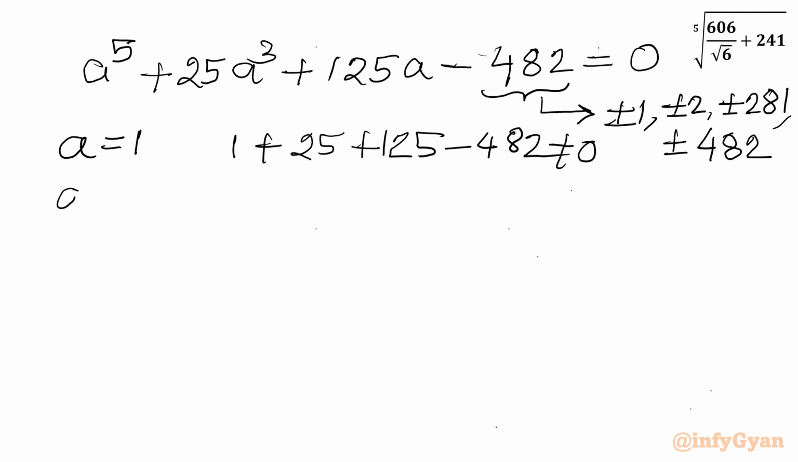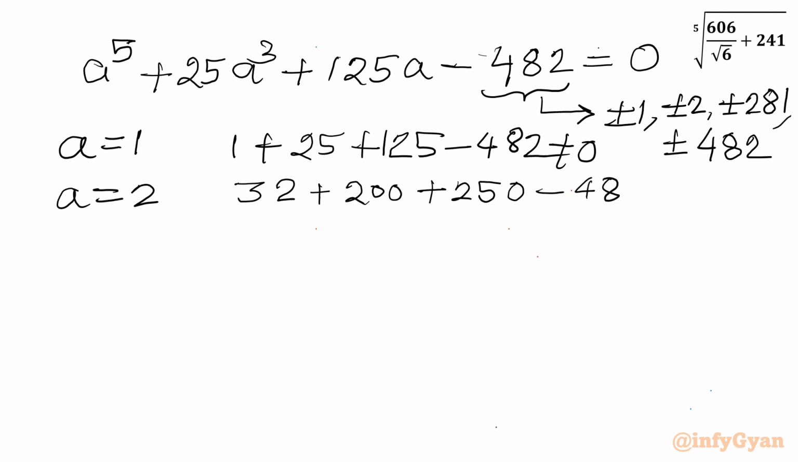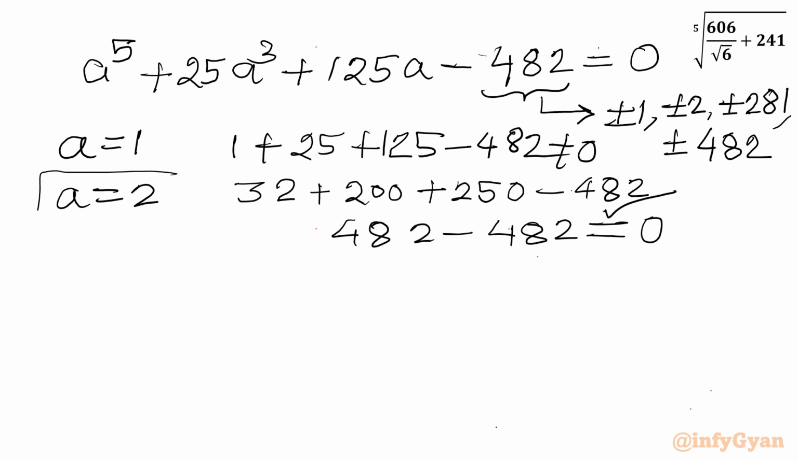Let me apply a equal to 2. So 2 power 5 is 32, 8 times 25 is 200, 125 times 2 is 250, minus 482. So 200 plus 250, 450, plus 32, 482, minus 482. So yes, this is true. So a equal to 2 is our base solution.